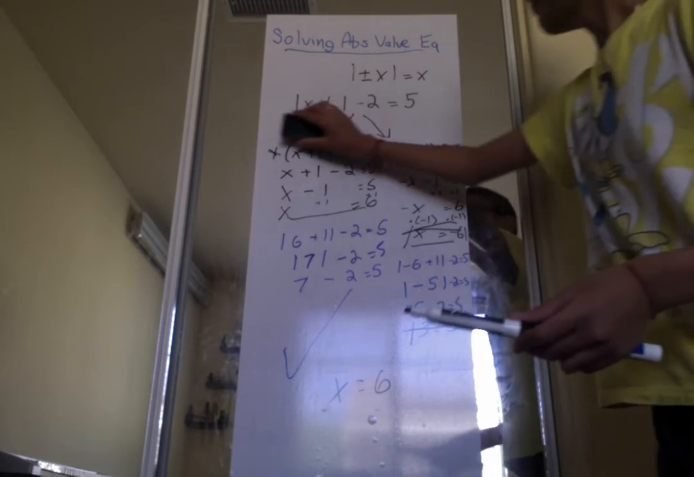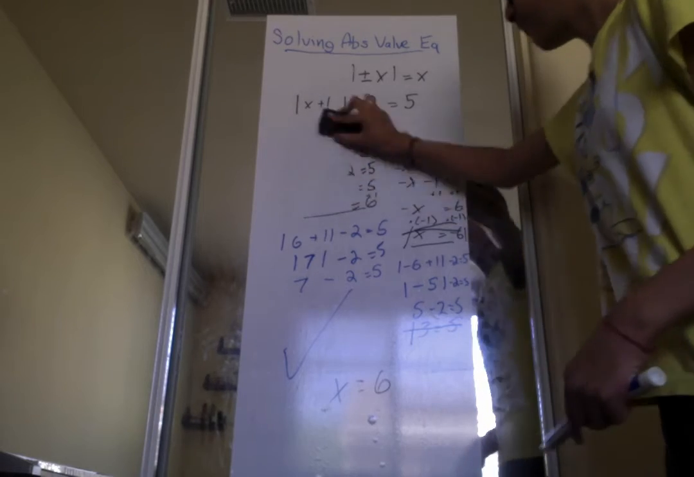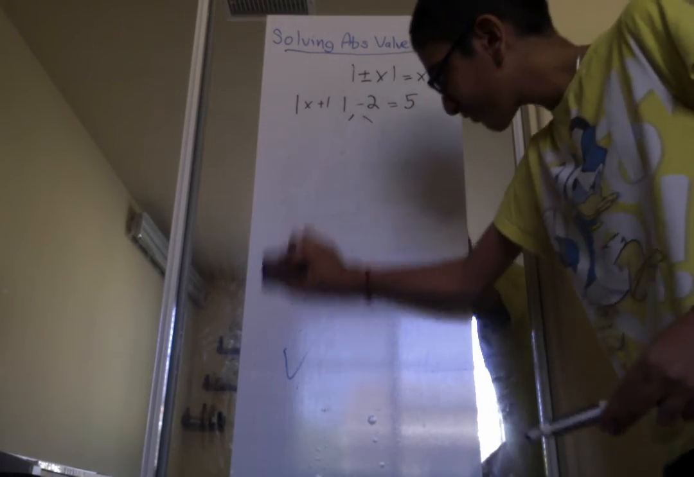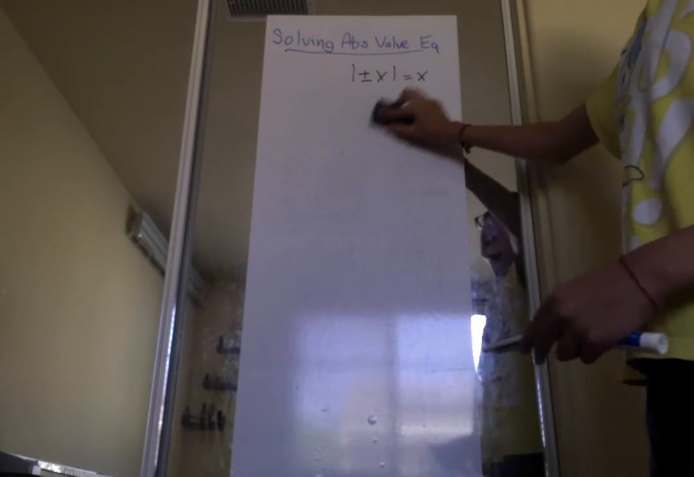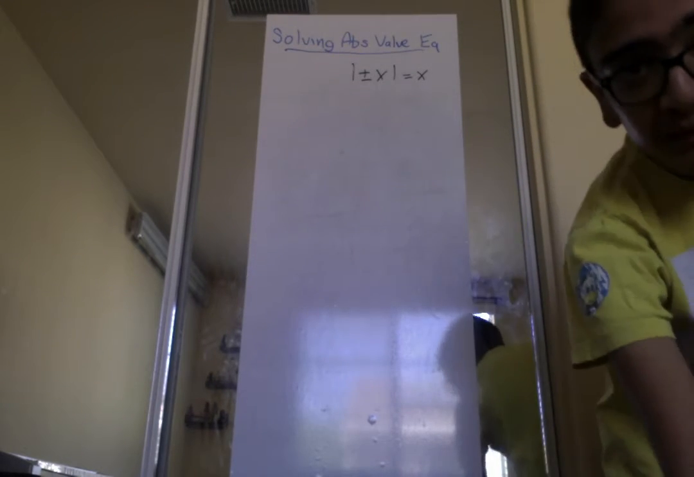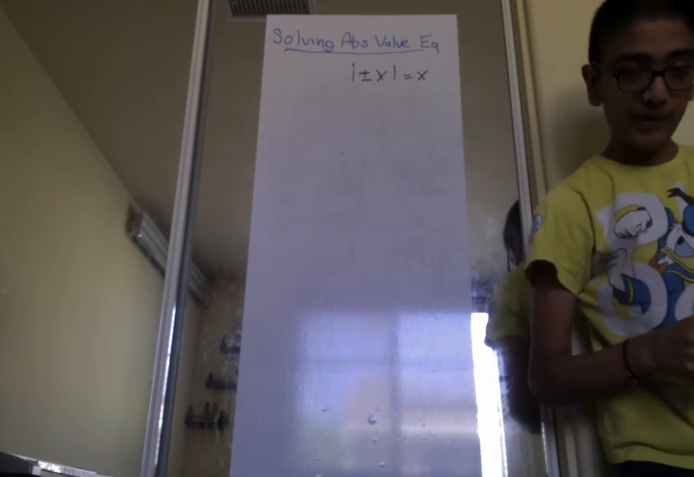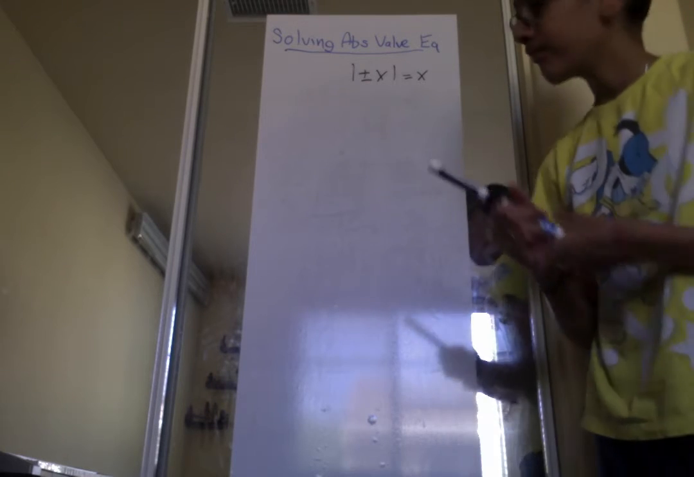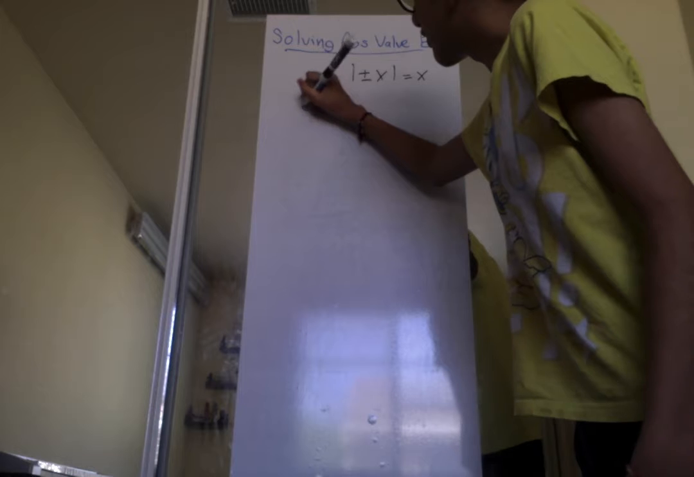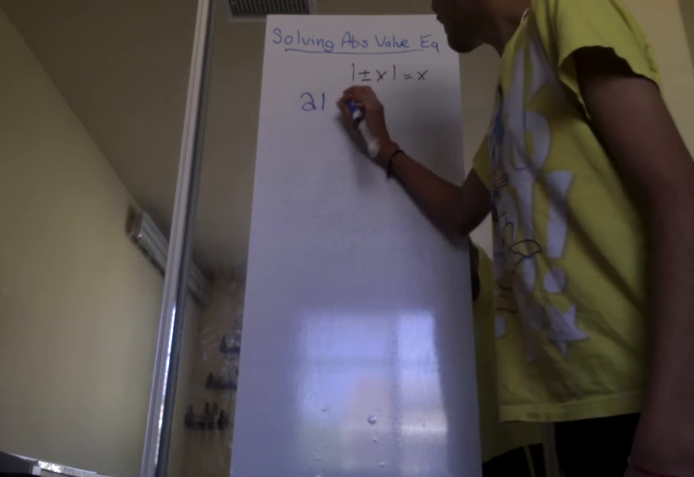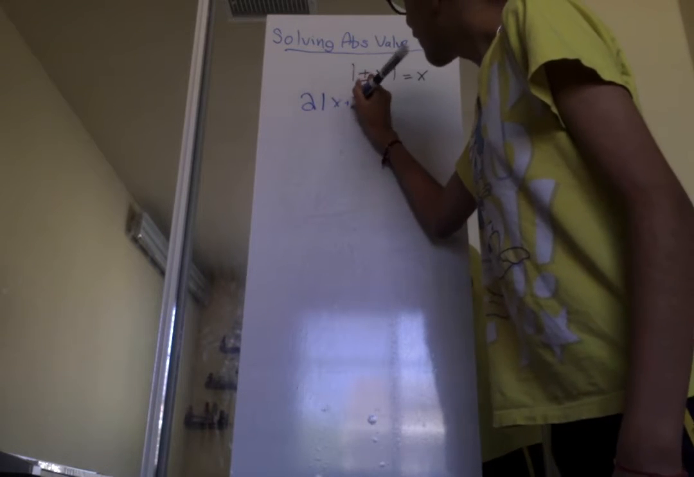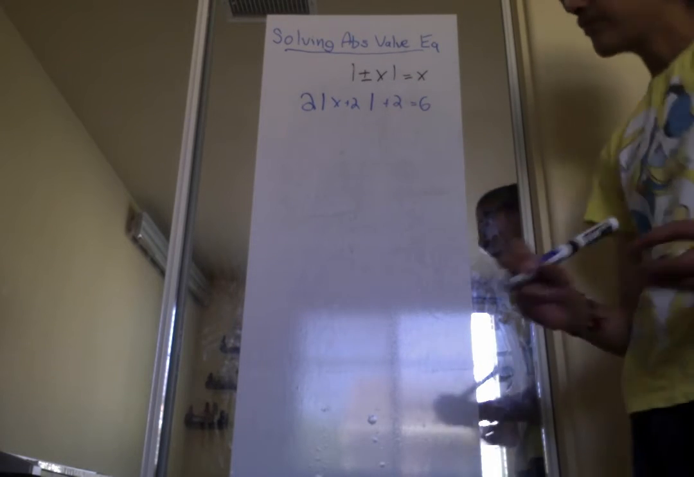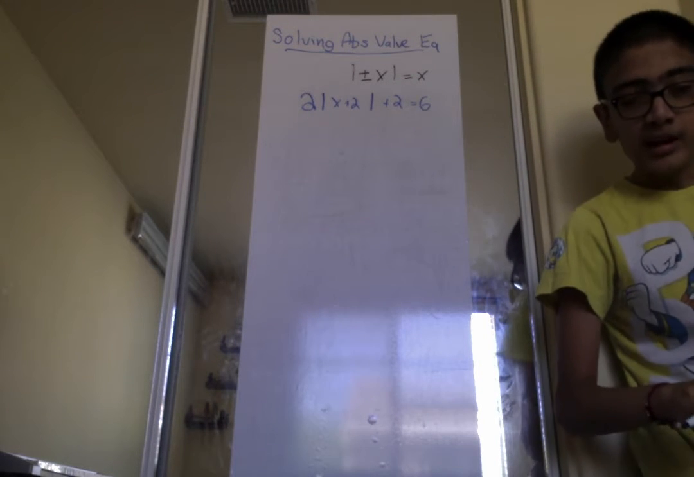So, let's try another problem. Here's the board. One little bit of advice I would give is to keep your absolute value sign a little bit farther away from everything inside of it, just to not get confused. So let's have another equation. 2 times the absolute value of x plus 2, plus 2 equals 6. So, how should we solve this?